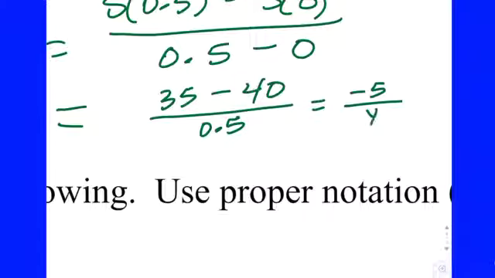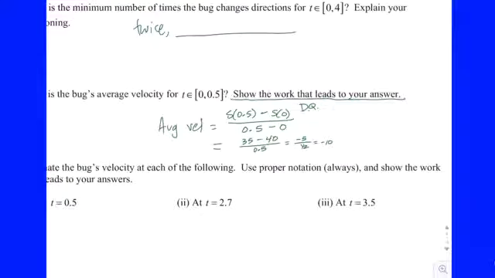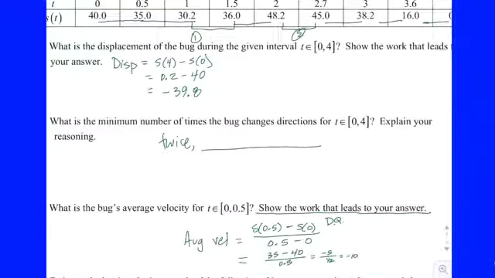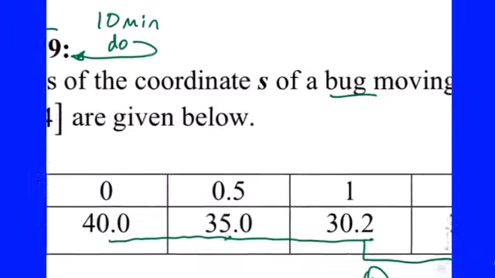And instead of 0.5, you might want to call that a half, because then you could stage change flip it, right? And so dividing by the half is the same as multiplying by 2, and you end up with -10. So that would be the average rate of change. We kind of talked about that up here when the bug changed direction.